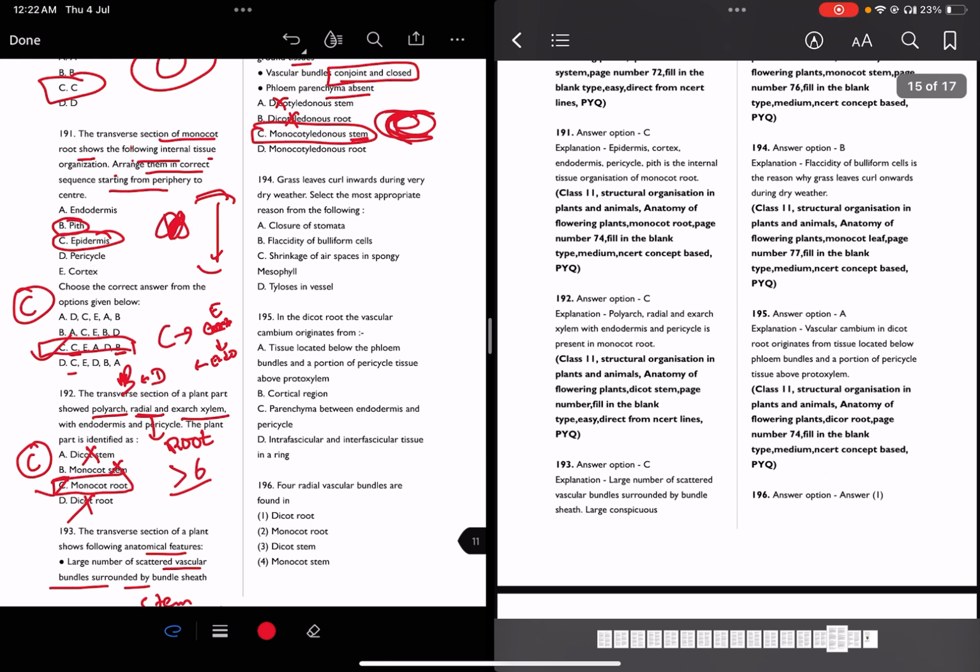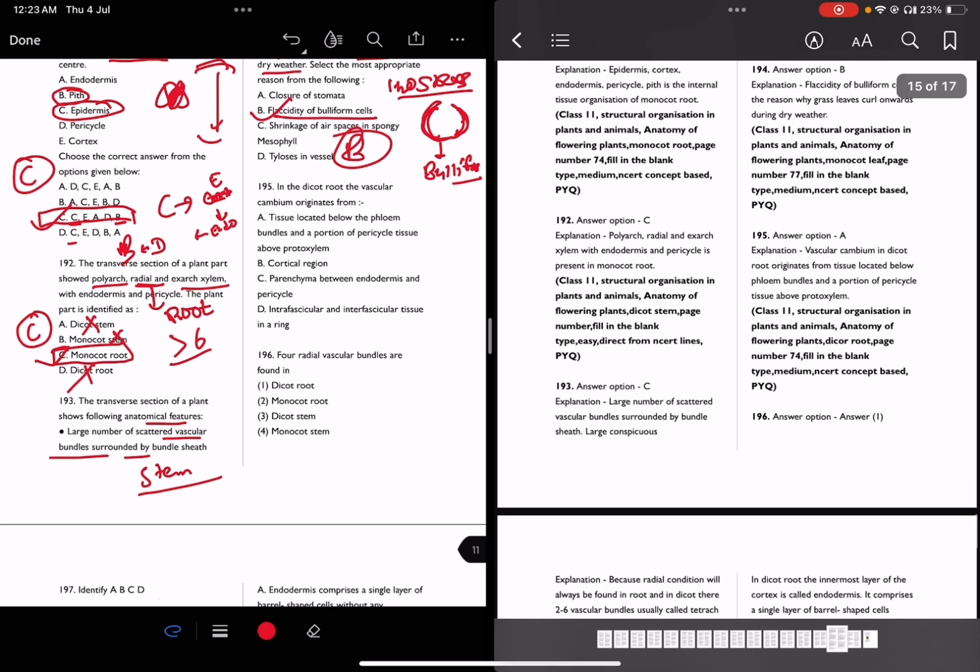Now question 194. Grass leaves curve inwards during dry weather. That is, a water stress question. Inward curling of the leaves is due to the structure of which cell? Bulliform cells. That is, flaccidity of the bulliform cells is the correct answer.